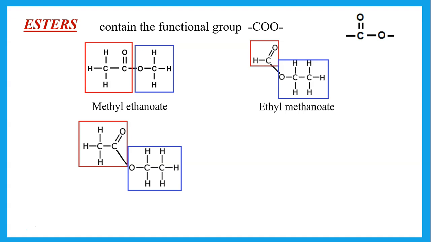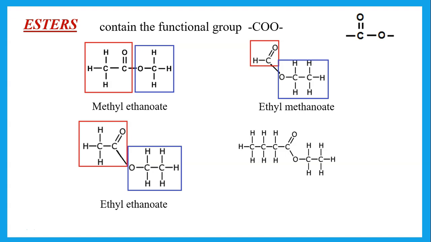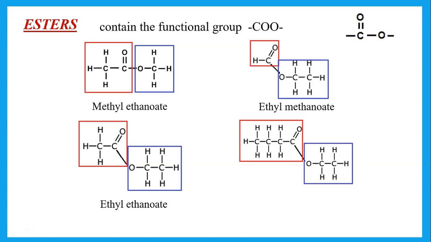What about this one? Alcohol with 2 carbons, ethyl. Acid with 2 carbons, ethanoate. What about this one? The acid has 4 carbons. The alcohol has 2 carbons. Start with the name of the alcohol, ethyl butanoate.